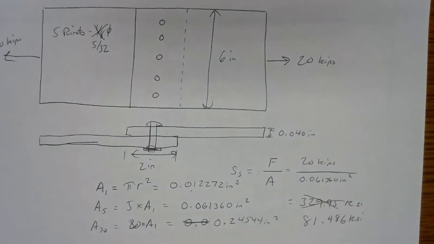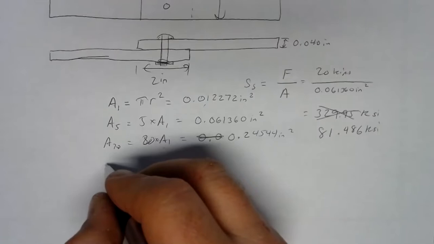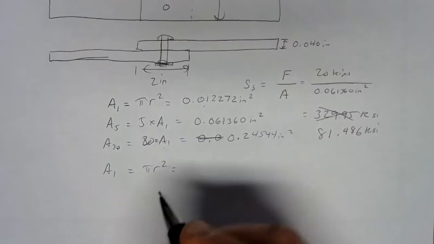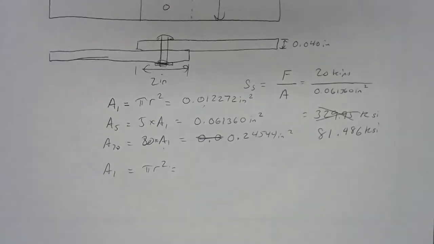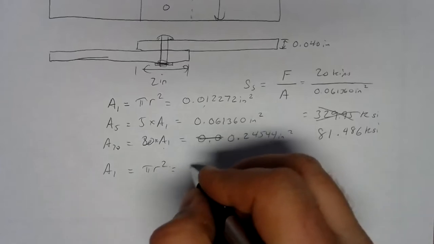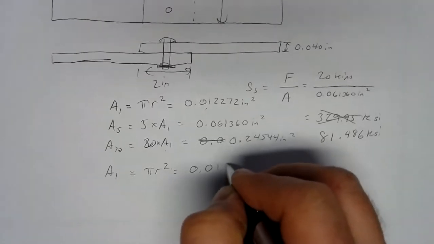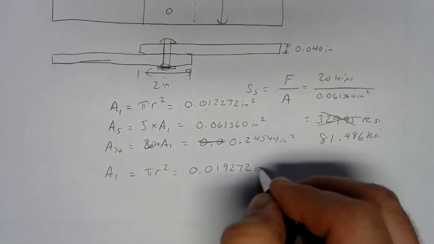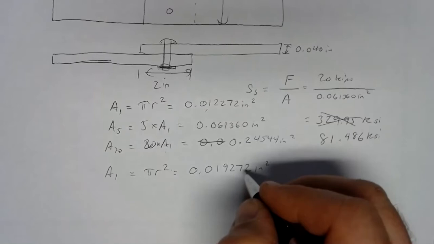One size up. Well, let's see where that puts us. If we go to a 5/32 rivet, the area is 5/32 divided by 2, squared. We get a little more area, 0.019272 square inches, 0.019174.